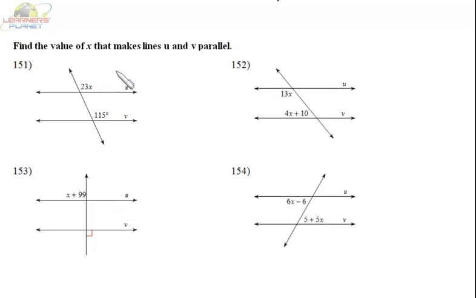Now, in these questions, we have to find the value of X that makes lines U and V parallel. The same relationships we have to use. This angle and this angle are both corresponding angles. If both of them are the same, then lines U and V will be parallel. So I can write 23x is 115. That means x is equal to 115 by 23, which is 5. So if x is 5, this angle will be 115 and this is also 115. They are corresponding angles, and if they are the same, the lines U and V will be parallel.